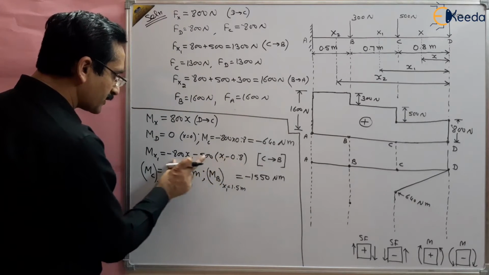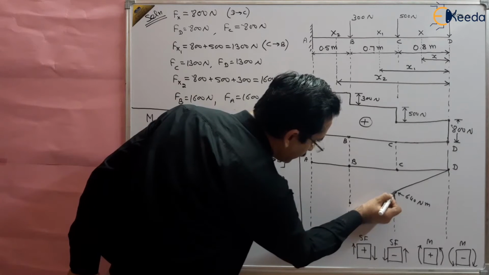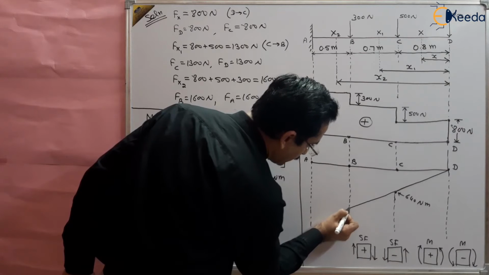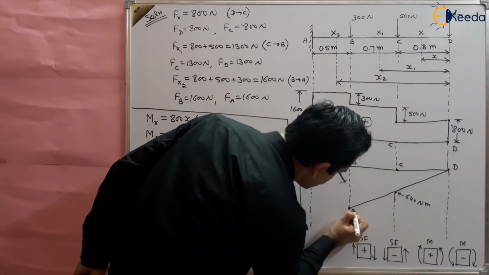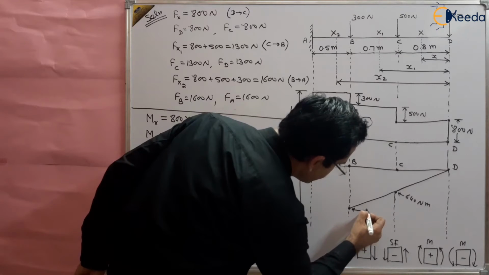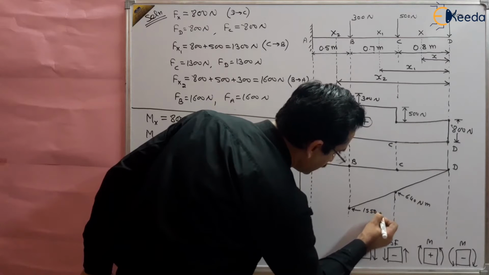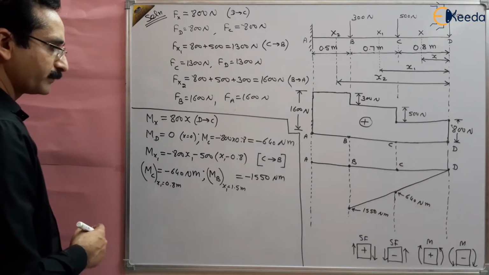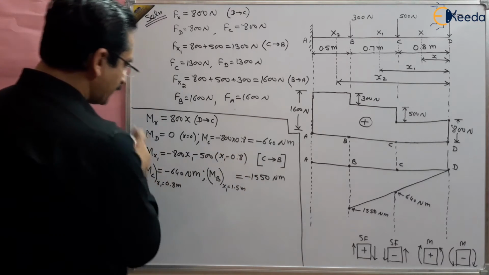The variation is linear. You can see this is a linear variation. So draw a linear line from here to here like this, right? And you will get the value. What is this value? This value is 1550 Newton meter, from 640 to 1550 with a linear variation.